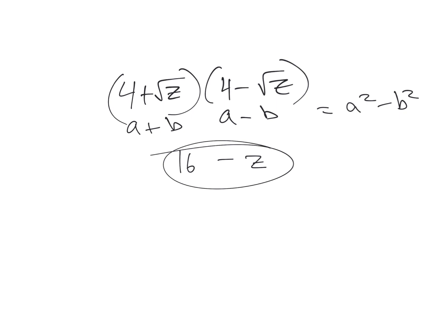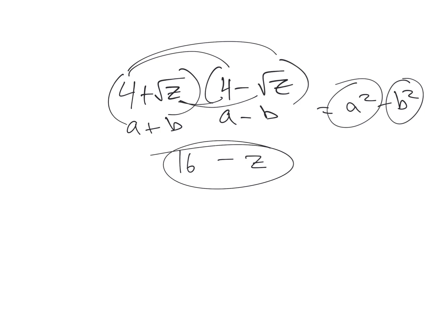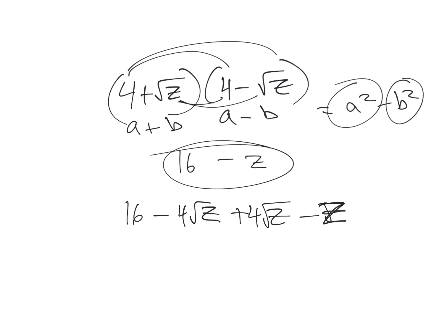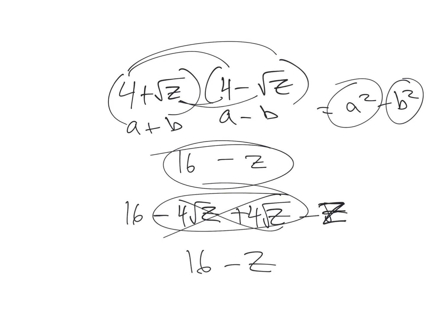Ooh. I did square of 2 times 4, square of 2 times 2. That's 16 minus 4 square root of z. And then you have a plus 4 square root of z. And then you have a minus z, sorry, without the square root. And then these cancel out. Right? So you're left with 16 minus z. Okay, it'll work both ways.